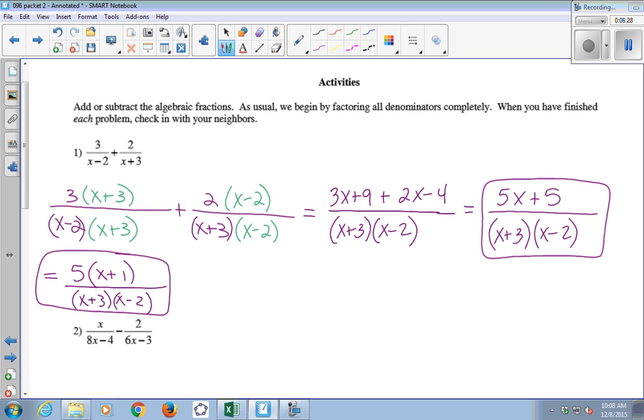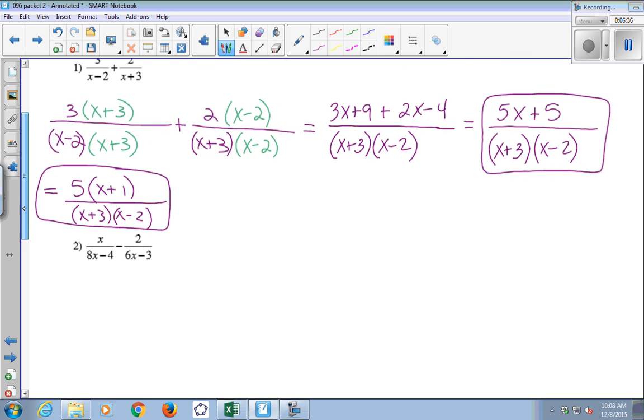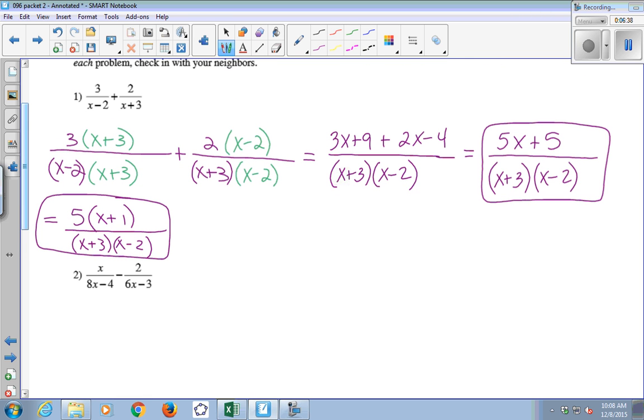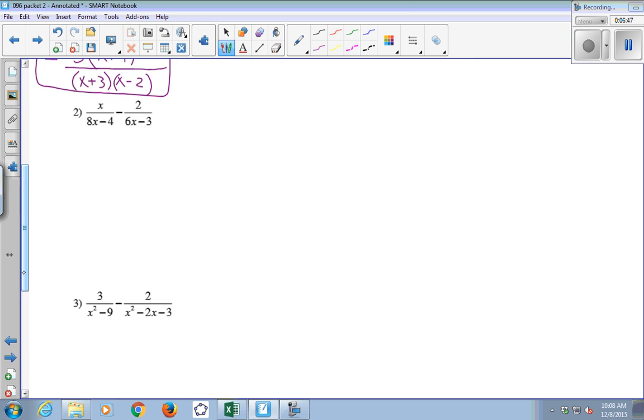Yeah, you should always just factor it. Yep. All right, so that one was kind of special because the two denominators had nothing in common, right? So let's see what happens in the next example. Just copy it exactly.